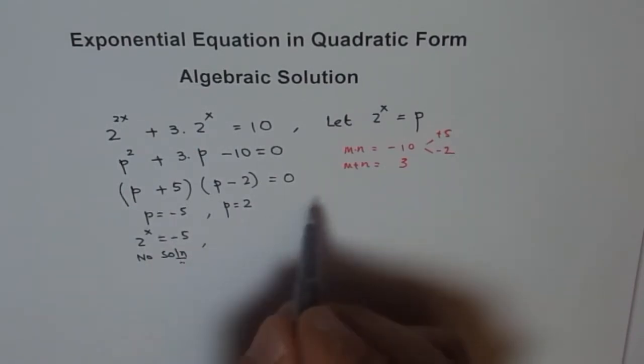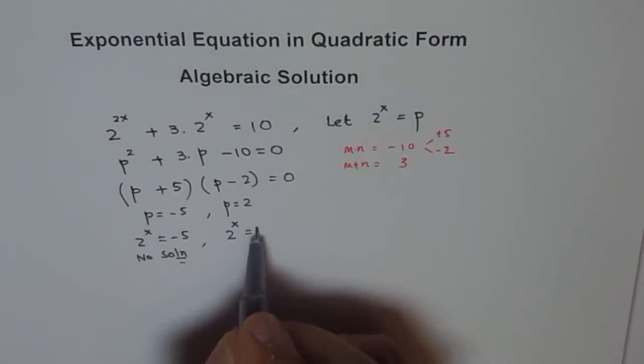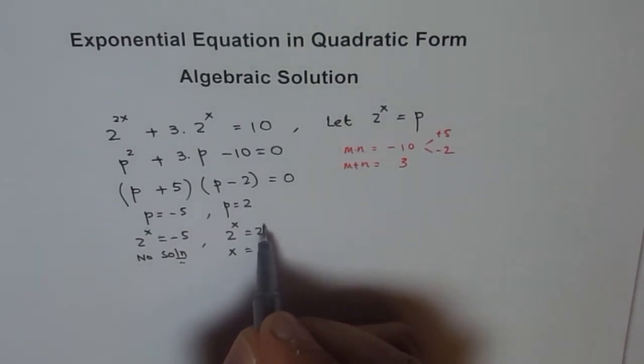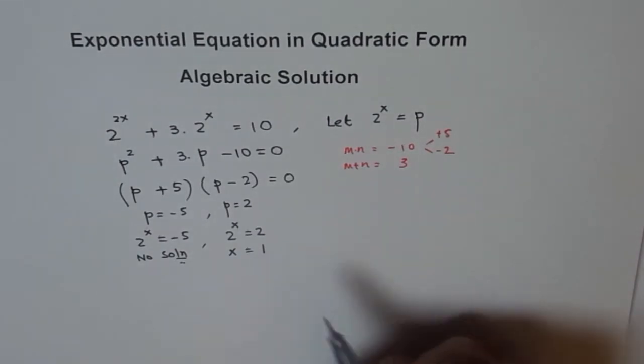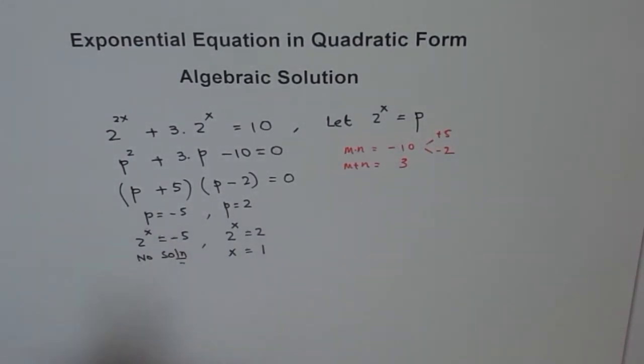How about this one? 2 to the power of x is p, so we say 2 to the power of x equals 2. That means x equals 1, right? Because this could be seen as 2 to the power of 1, therefore x equals 1. That is one solution which we have got. Now, whenever we get a solution, let's check it.